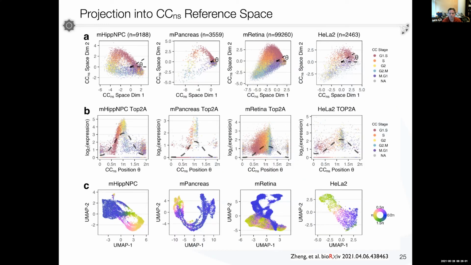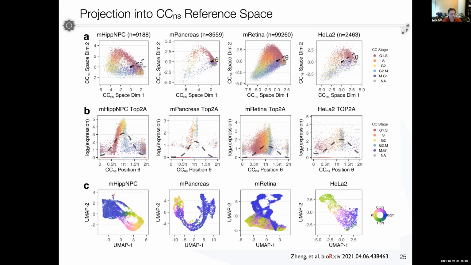So here I'm just showing you very briefly the result of this on some of these data sets that include not just proliferating cells, but also differentiating and postmitotic cells as well. And in each case, if the data set includes cells that are cycling, we get an ellipsoid shape, as you see from the top row. And if we look at the expression of specific genes that are known to be regulated within the cell cycle, they're at very similar positions along our theta estimate here.